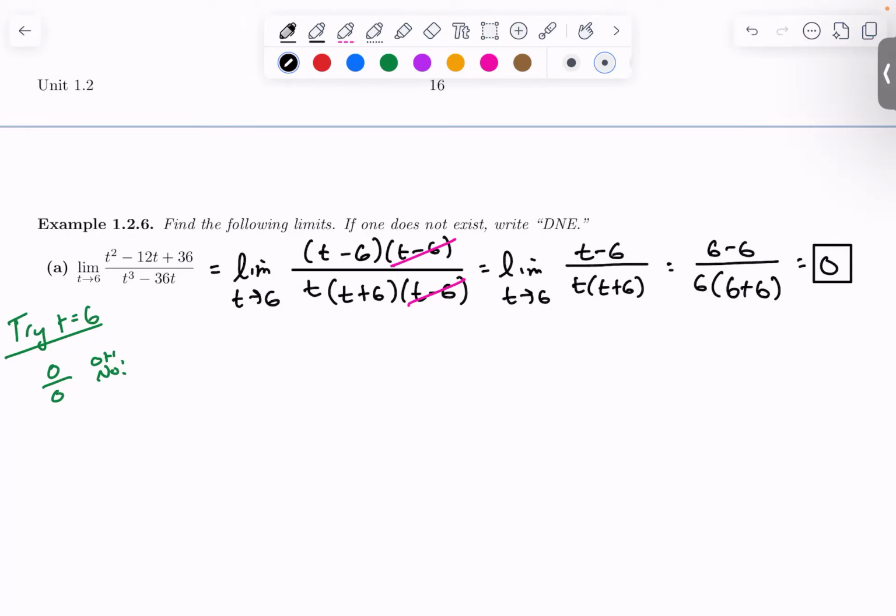And the t minus 6 in the denominator, that was the thing that was causing issues because we don't want to be dividing by 0. So I cancel it out, and then I can plug in the value. I get 6 minus 6 up top, which is 0, and 0 divided by any non-zero number is 0. So the answer is 0. Any questions on that?